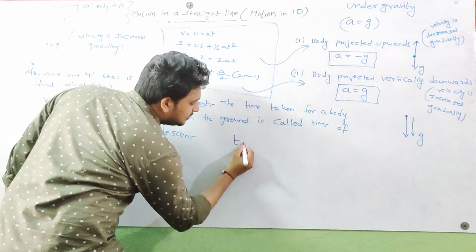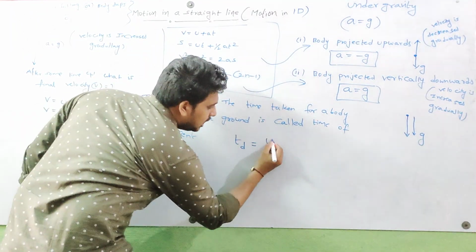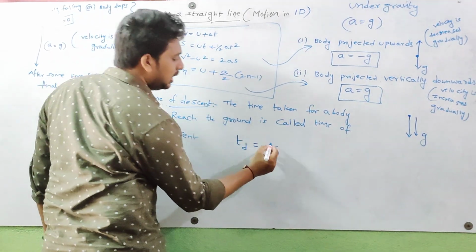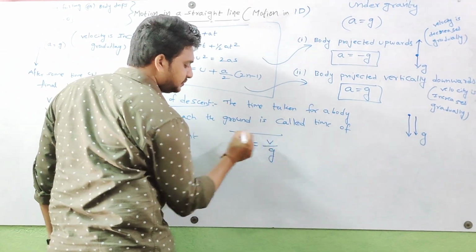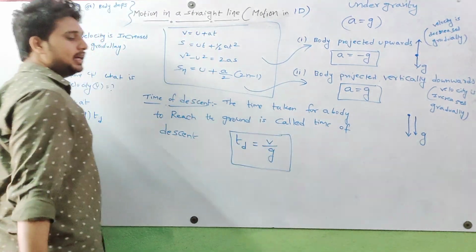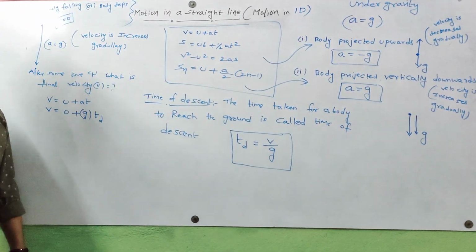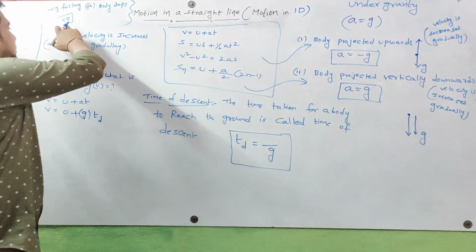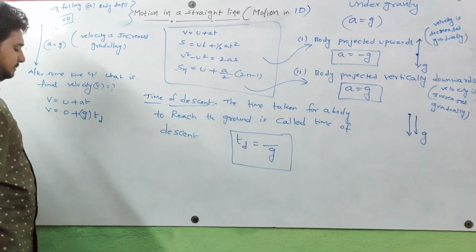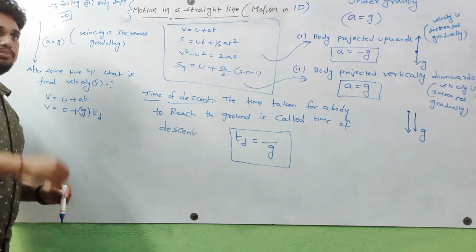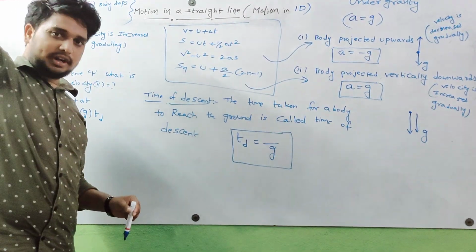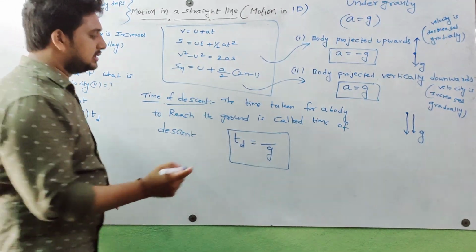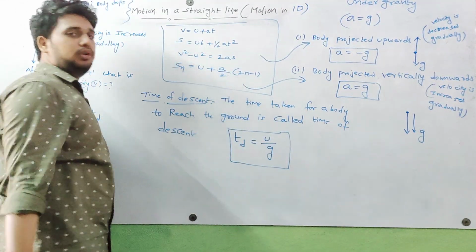Time of descent, TD is equal to U by g or V by g. Here the initial velocity is 0, that's why we consider V by g. For example, if I throw a body vertically downwards with some velocity, say 40 meters per second, at that time consider U by g. This is very important.